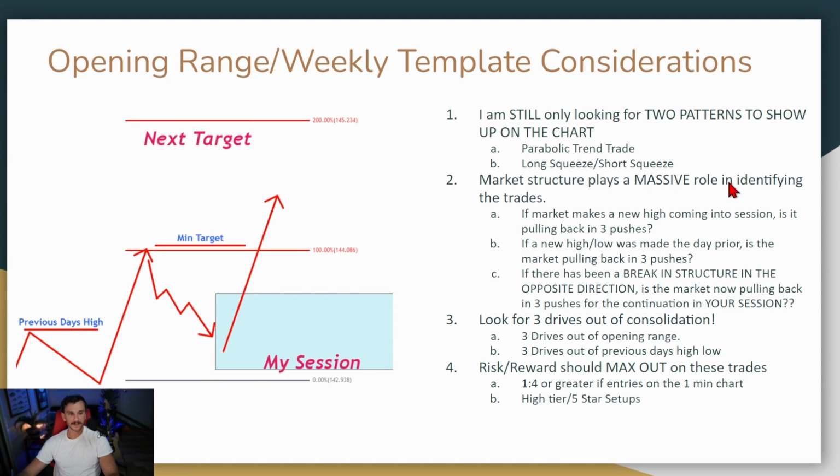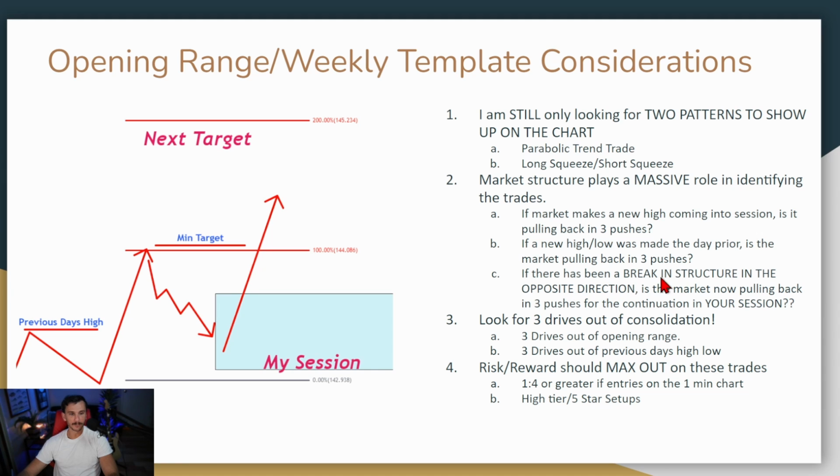Market structure plays a massive role in identifying the trades, just like we have over here. Making higher highs, 3 pushes back down, and the move back up. We're going with the trend. If a new high or low was made the day prior, is the market pulling back in 3 pushes? So, we have a previous day's high over here. Maybe this was the new day and we broke out, and now we're pulling back on the current day in 3 pushes coming into a session.